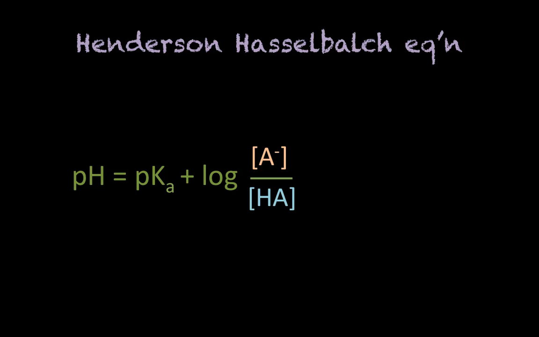So first of all, you have to appreciate that you have to use the Henderson Hasselbalch equation for this question. And the Henderson Hasselbalch equation states that pH is equal to pKa plus the log of the concentration of A minus divided by the concentration of HA. Now what does A minus and HA mean? Well, your A minus is your conjugate base and your HA is your acid.